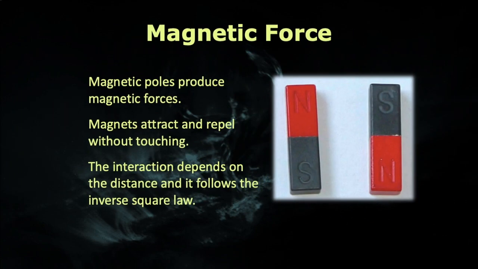Magnetic poles produce magnetic forces. Magnets attract and repel without touching. The interaction depends on the distance. Based on Coulomb's contribution, the magnetic force follows the inverse square law.